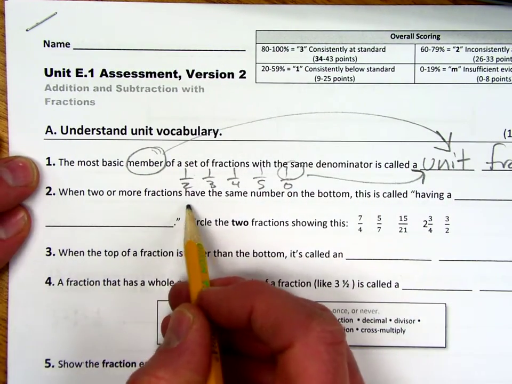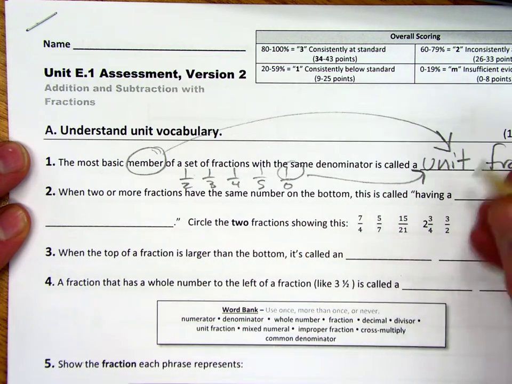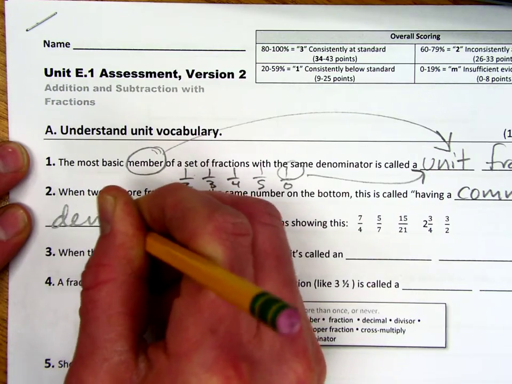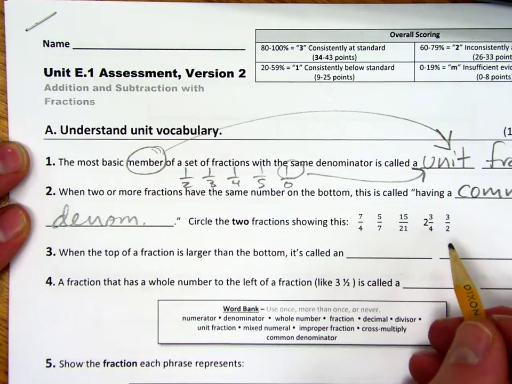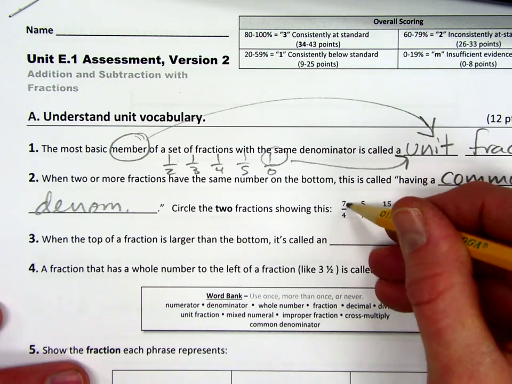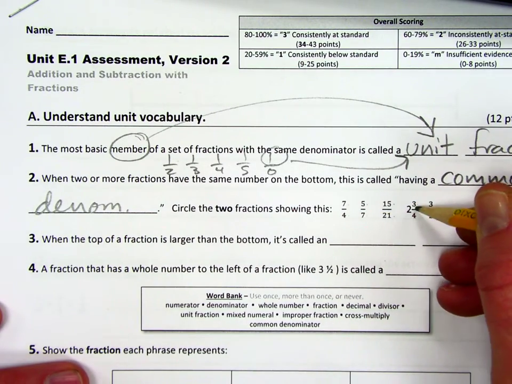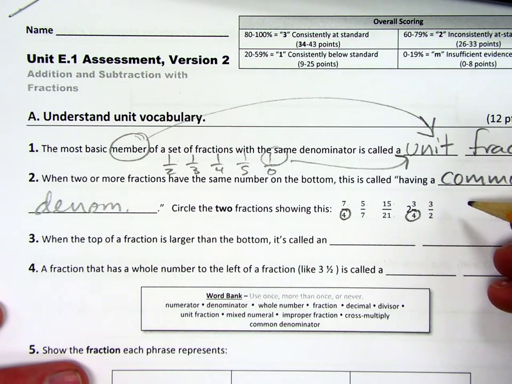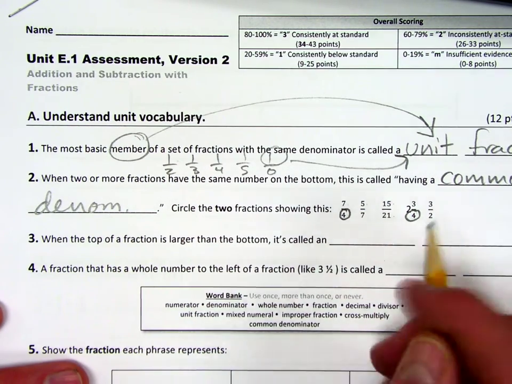When two or more fractions have the same number in the bottom, it's called having a common denominator. I'll just abbreviate it, common denominator. So it's pretty easy. When you look at this set on this page, you have 7/4, 5/7, 15/21, 2 3/4. You've got 4 twice, so that's the common denominator. Circle the two fractions showing that.